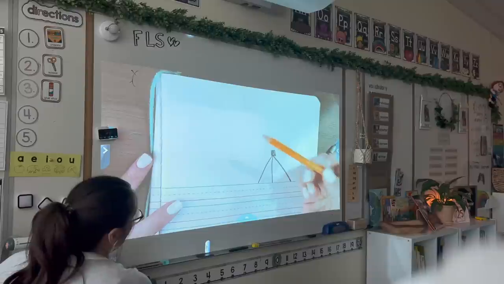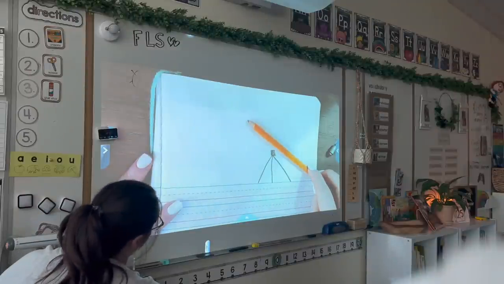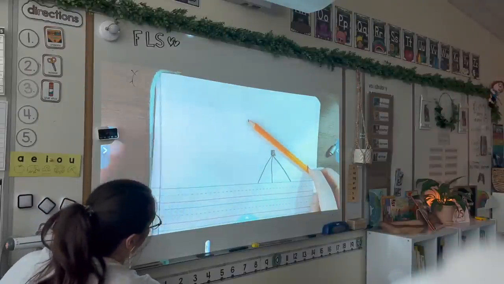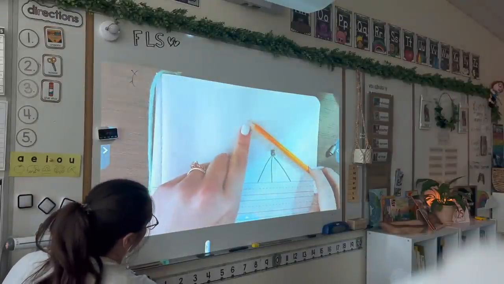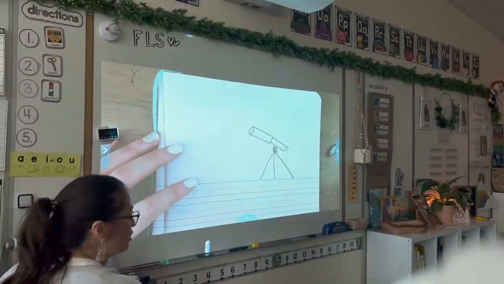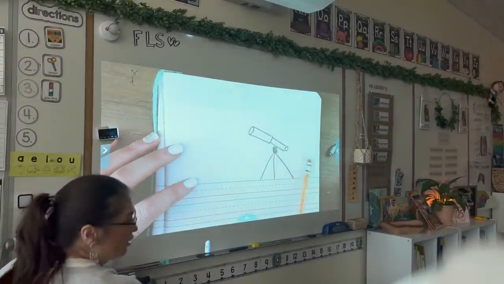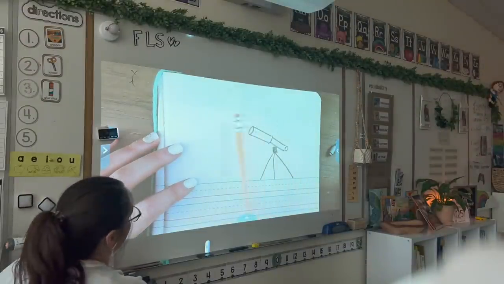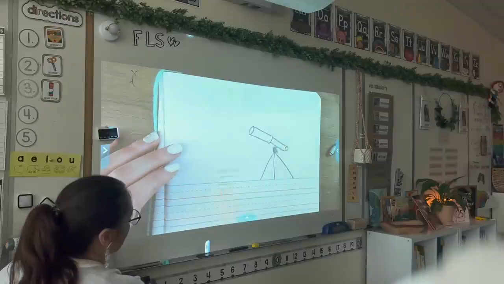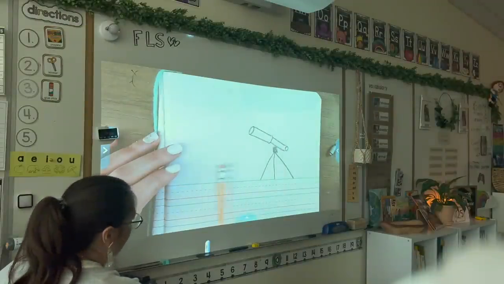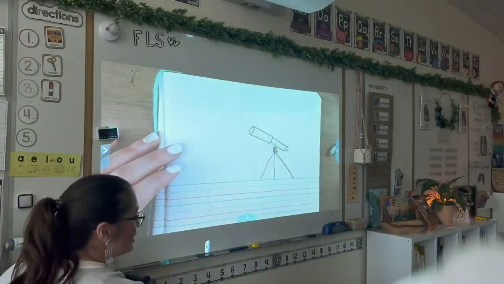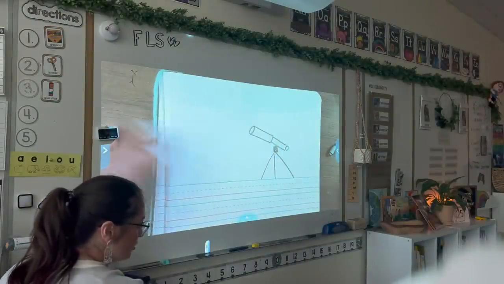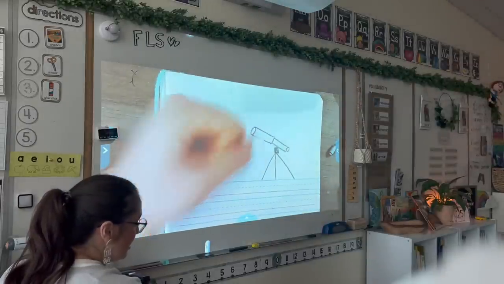So our telescope is going to face this way. You see my pencil? Yes. Okay, so our lens is going to be way up here. Now telescope is a longer word, so should I start it right over here? No. I need more space, so I can put it up here. I'm probably going to put it up here. Say telescope. Telescope. Okay, ready? Syllables.